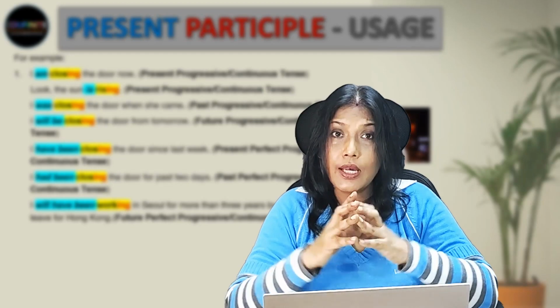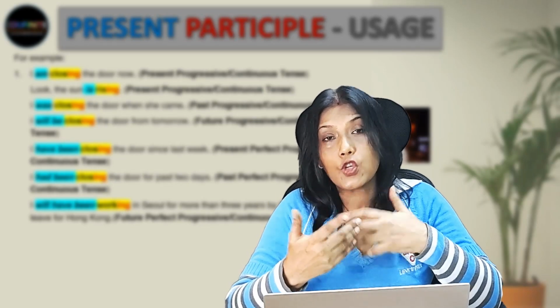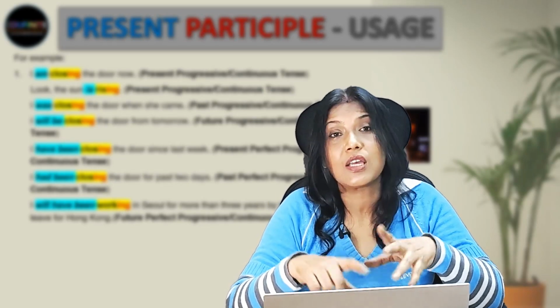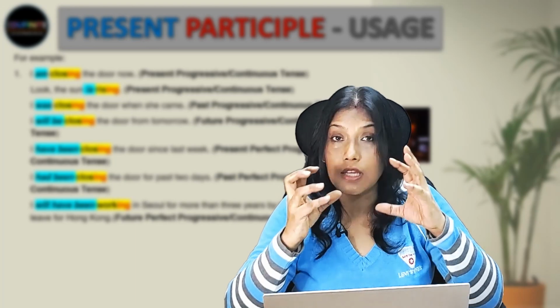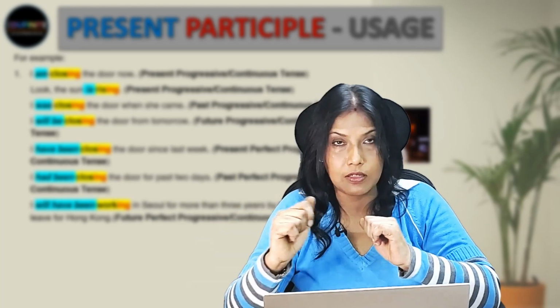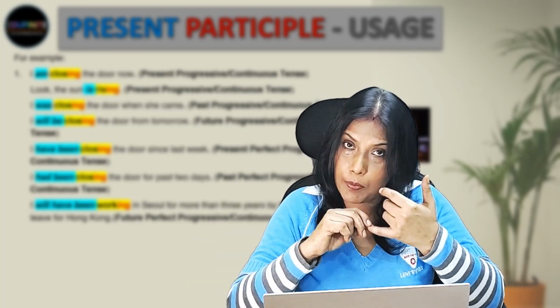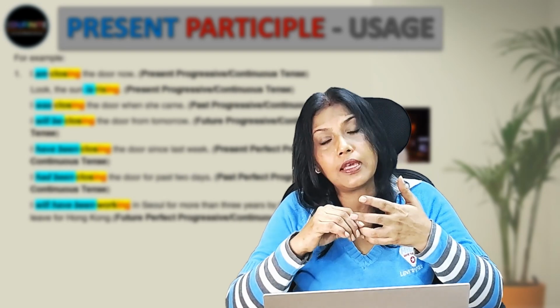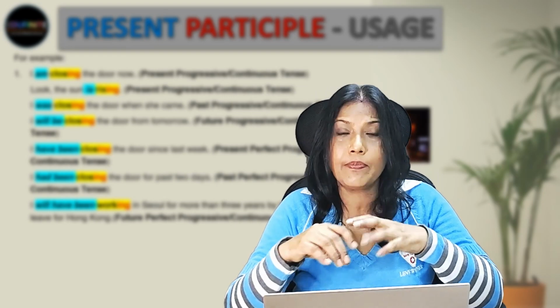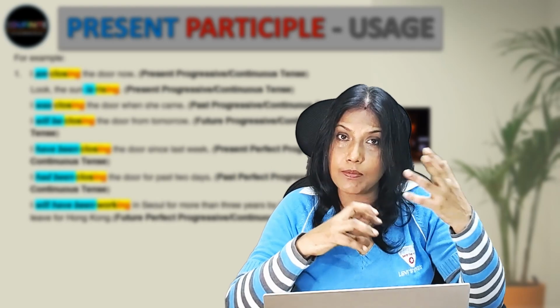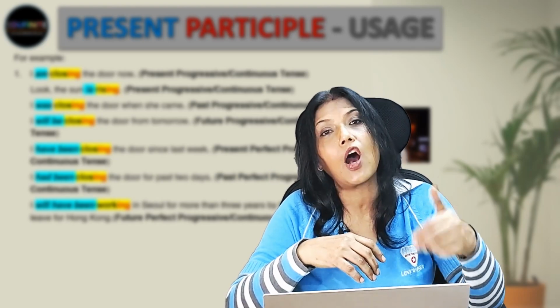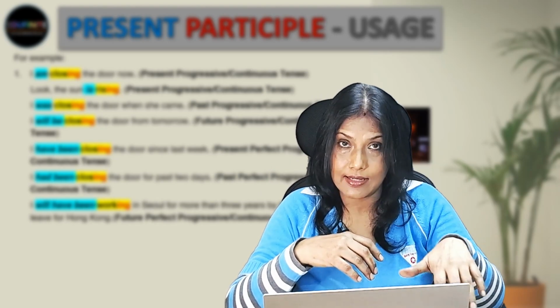So, this is how we change the tenses with the help of the auxiliary and the participles. We use either the present participle or the past participle and thereby attach them to the auxiliaries. This is how we make the tenses.